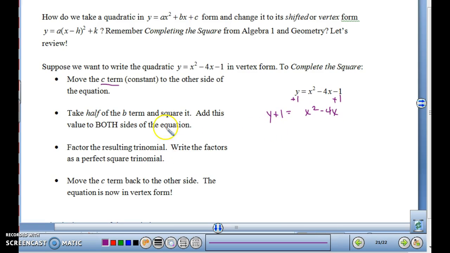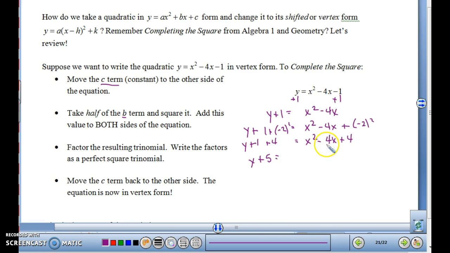Now, to complete the square, we take half of the b term and square it. Remember, the b term is the term with the x on it. So this is negative 4, so we take half of that and square it. Half of negative 4 is negative 2. So I'm going to add it here, negative 2 quantity squared, and then I'm going to add it over here. We know negative 2 squared is 4, so this simplifies to x squared minus 4x plus 4, and this is y plus 1 plus 4, which is y plus 5.